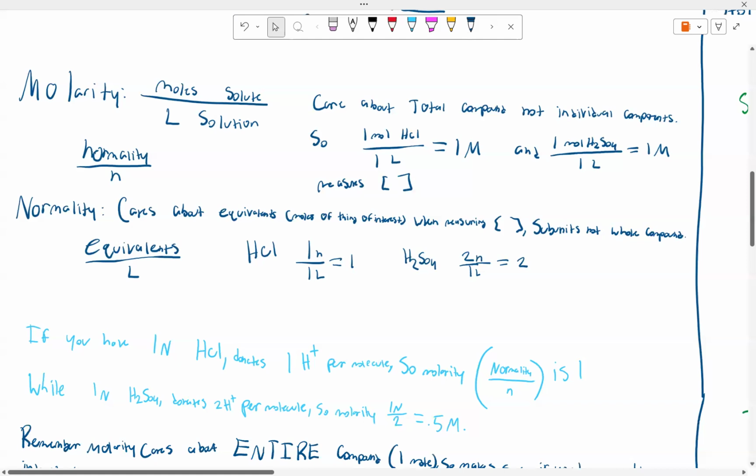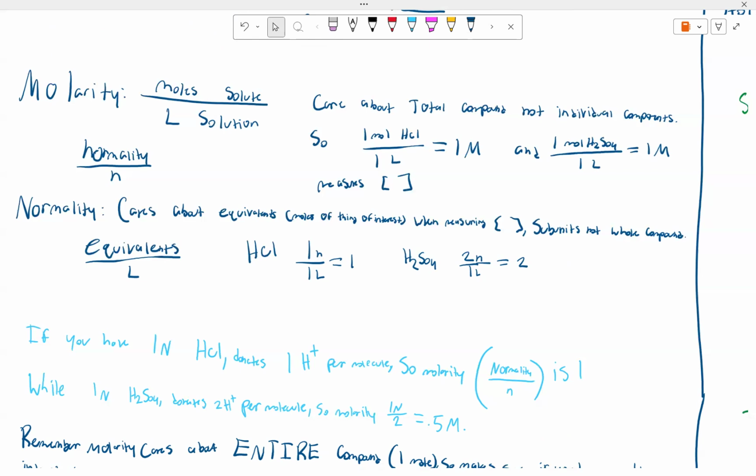Whereas normality is when we care about equivalence. That's when you're measuring the moles of the things of interest when measuring the concentration. So it's a subunit, not looking at the whole compound, unlike molarity. You'll look at equivalents per liter. Equivalence essentially says how much of the compound of interest 1 mole of that compound will give you. So for HCl, because there's 1 hydrogen in that compound, 1 N over 1 liter will give you one.